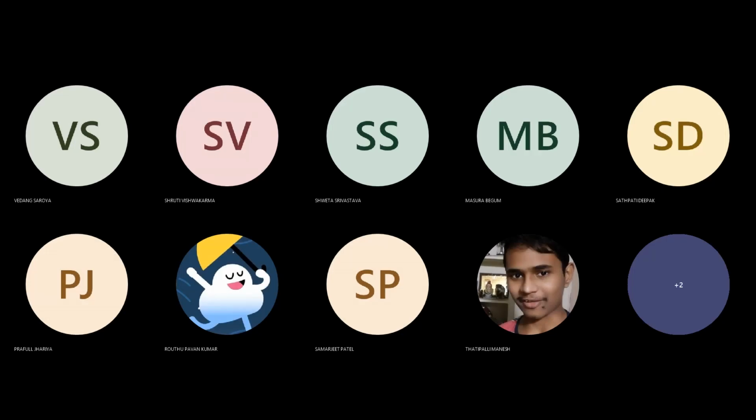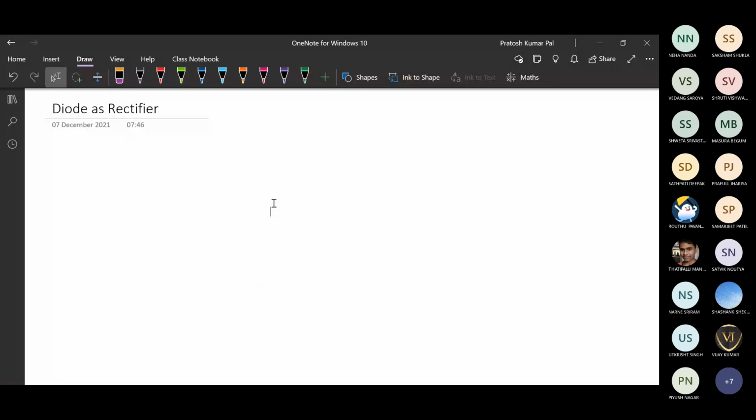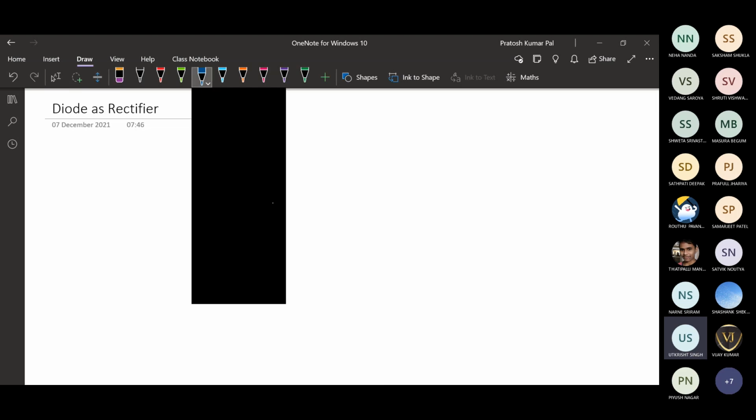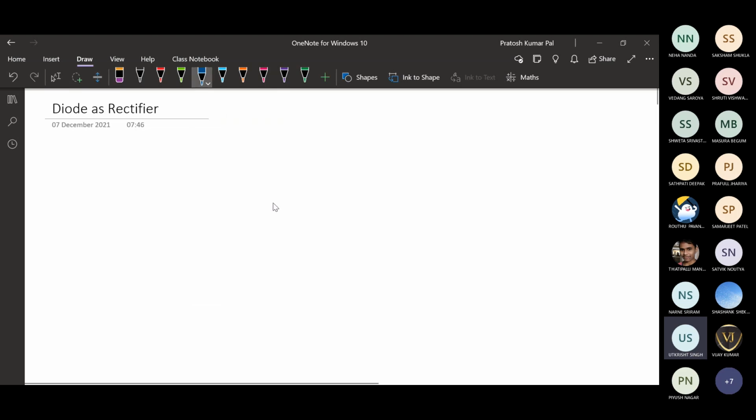Diode as a rectifier. We are going to look at one of the important applications of a diode as a rectifier. Basically, this rectifier circuit is one part of the conversion taking place from AC to DC.